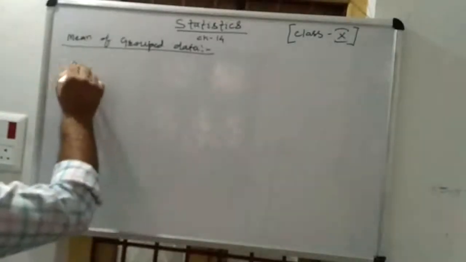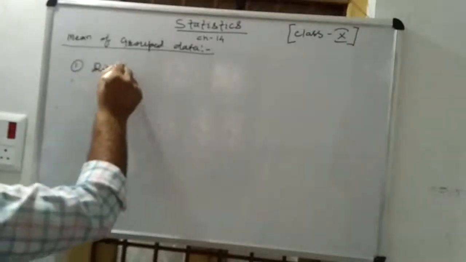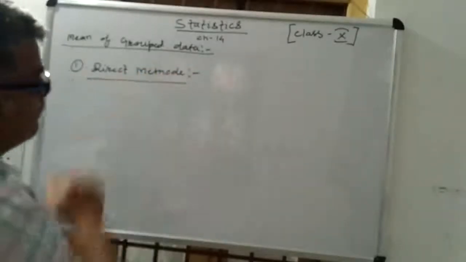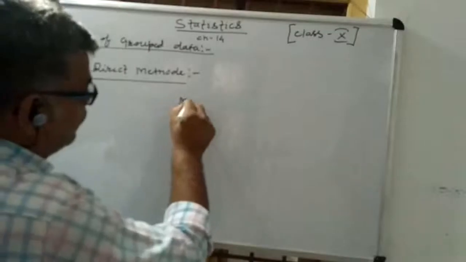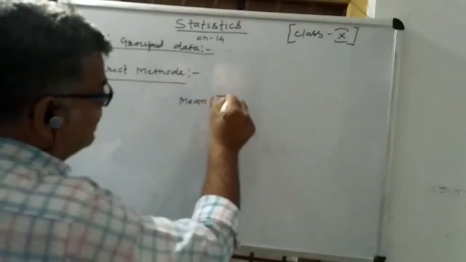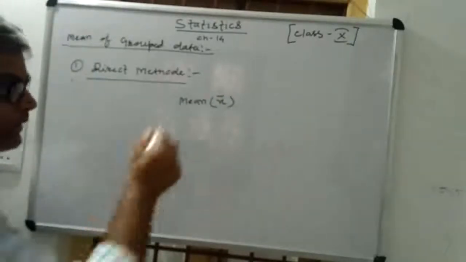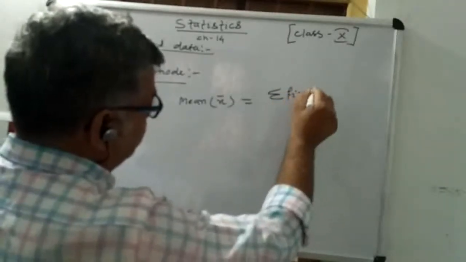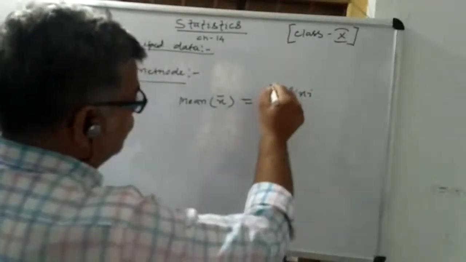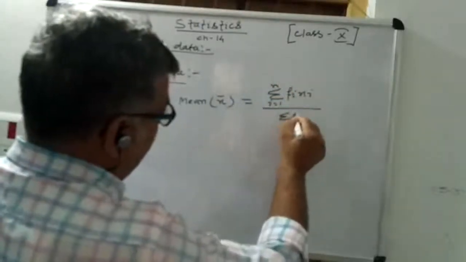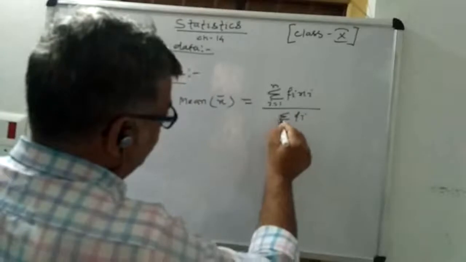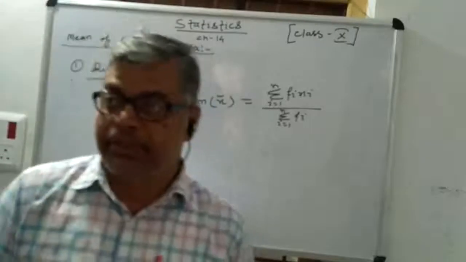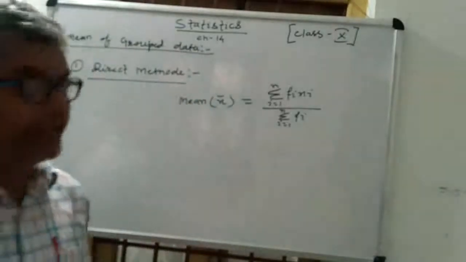First method is called the direct method, and its formula is mean, which is represented by x bar, equals summation of fi xi, where i equals 1 to n, divided by sigma fi, where i equals 1 to n. This is the formula for the direct method of finding mean.